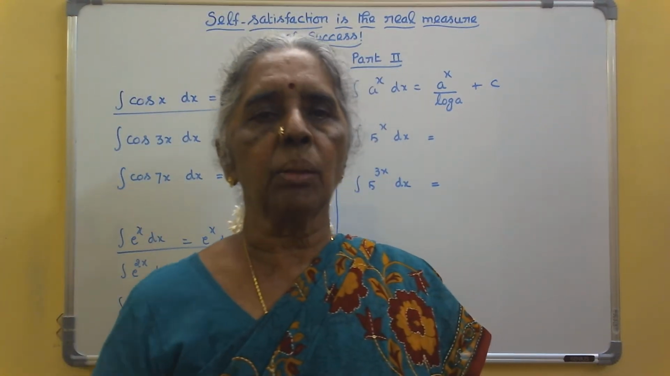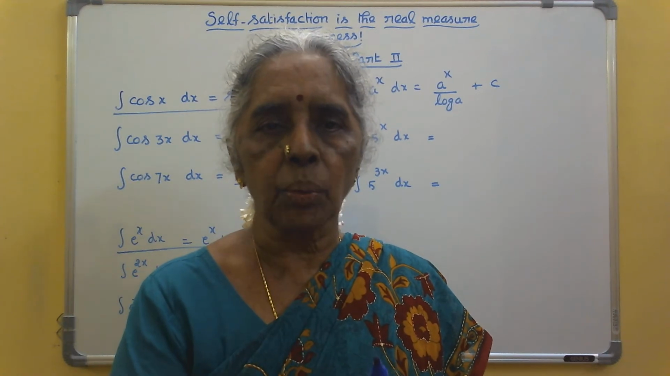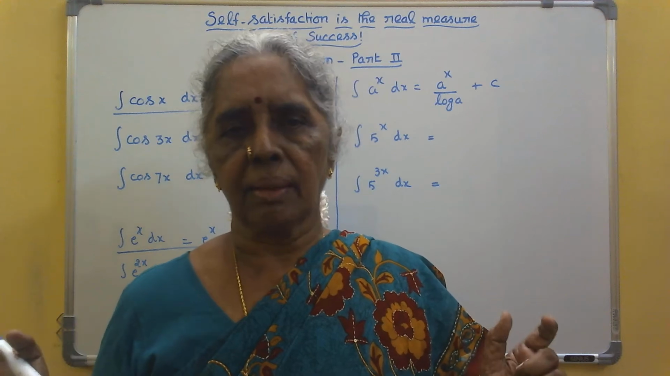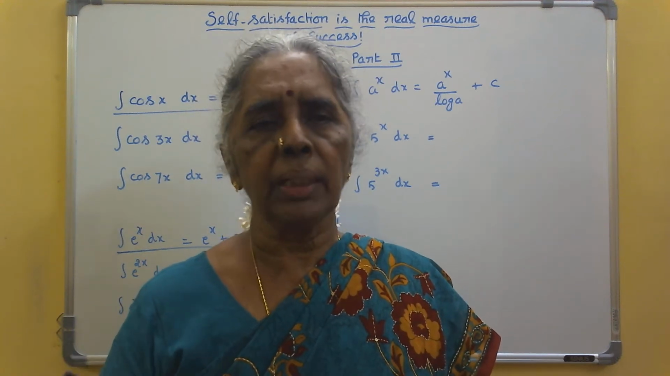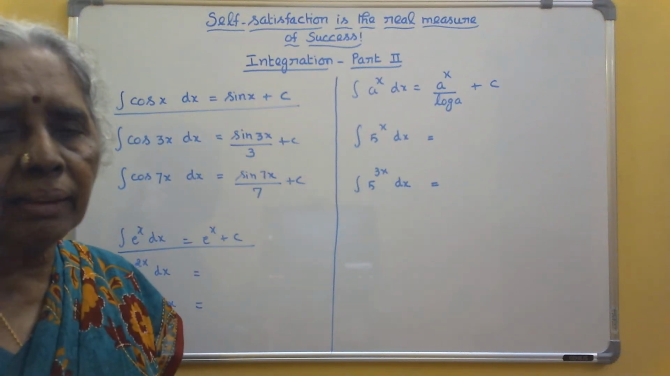Similarly for anything. Integral sin x is equal to minus cos x plus c. Integral sin 2x means minus cos 2x by 2 plus c. Okay? So like that for all the things, wherever you get a coefficient, you have to divide by it.